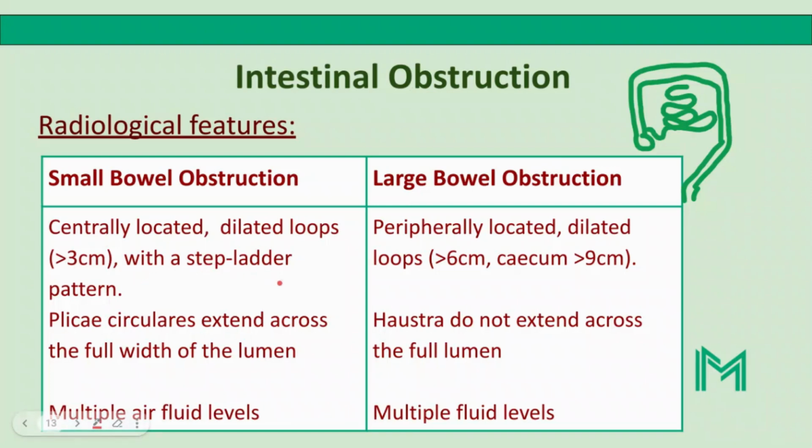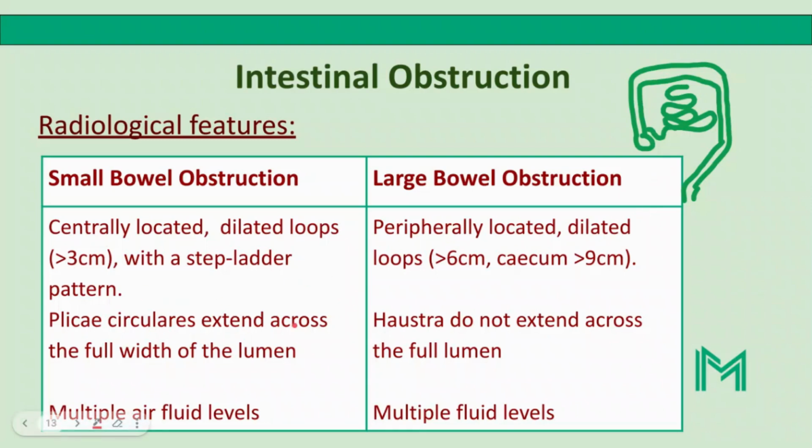Now, a step ladder pattern is just multiple air fluid levels arranged on top of each other. And this is characteristic of a small bowel obstruction. For large bowel obstruction, on the other hand, remember, look at the way the large bowel is positioned. It's at the periphery. So when it is also dilated, you realize that the loops are located more at the periphery, and generally the dilation is usually more than 6 cm when measured, and for the cecum usually greater than 9 centimeters. So that is one of the differences we can appreciate.